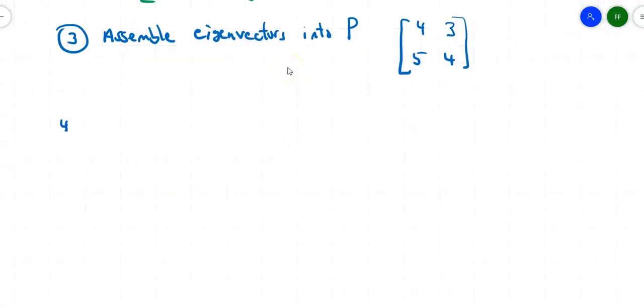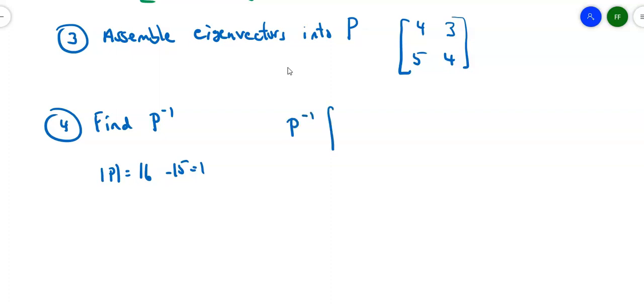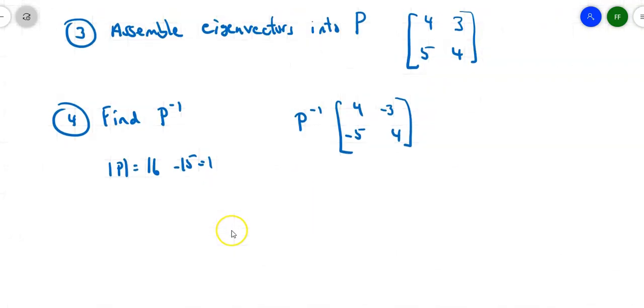All right, next step, find P inverse. Let's start with the determinant of P. The determinant of P will be 16 minus 15. Couldn't ask for a better determinant than that. That means that P inverse is just flip the 4 and the 4 that's already there. This becomes a negative 5. That becomes a negative 3. And my last step is to multiply P inverse times A times P.